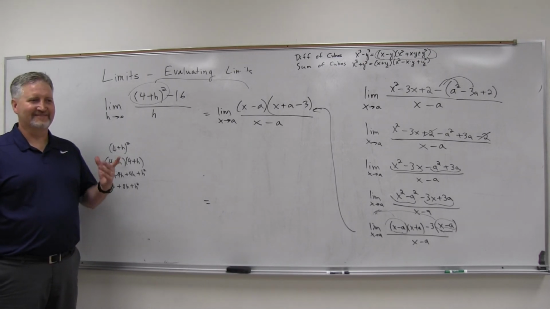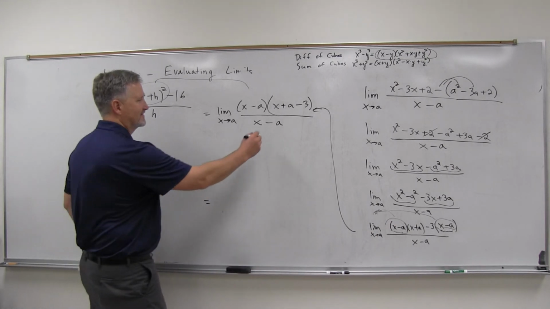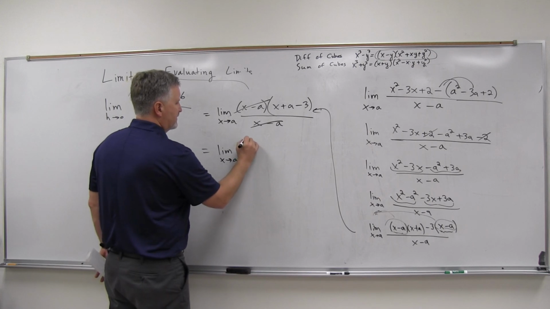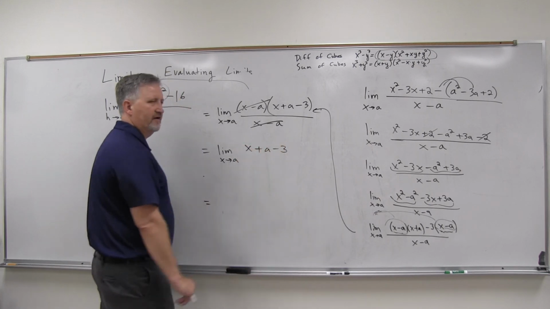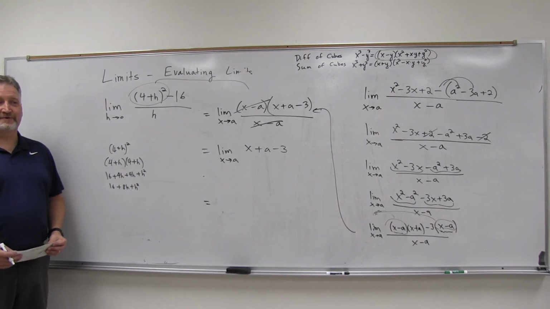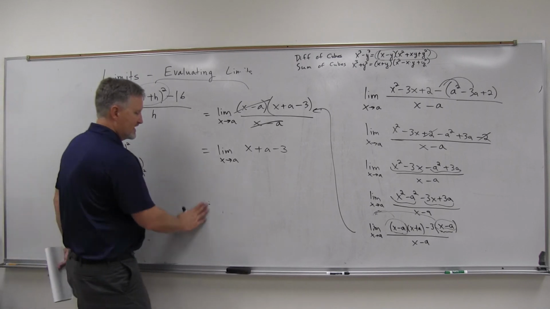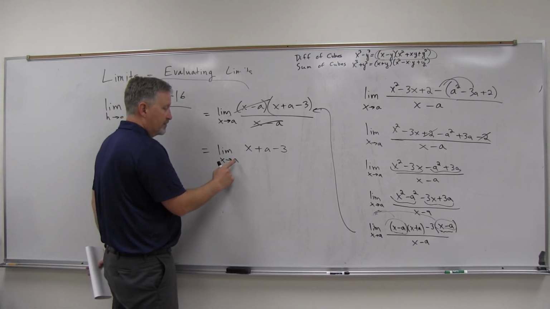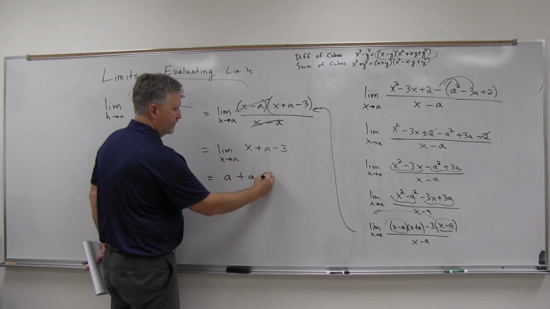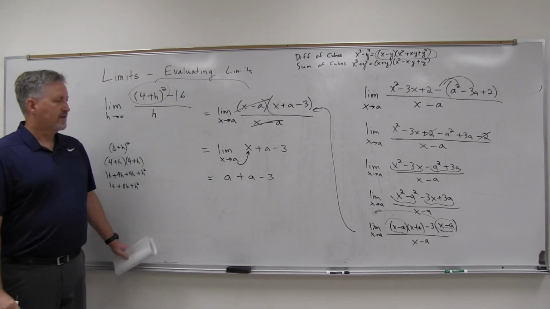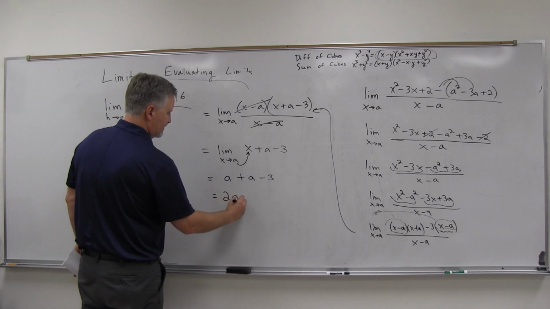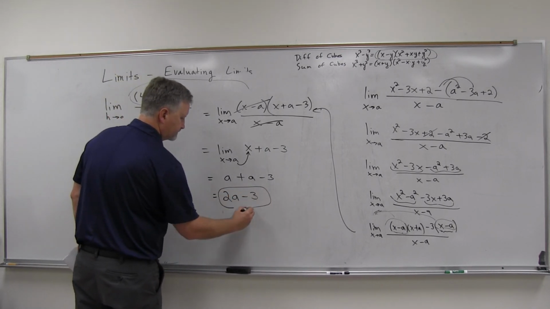look what we can do. x minus a, common factor, cancels out. So I wind up with the limit as x approaches a of x plus a minus 3. That's all that's left. I don't have 0 over 0 anymore, do I? What do I have? Well, it's x approaches a, so wherever I have an x, I replace it by a. You got a plus a minus 3, 2a minus 3.